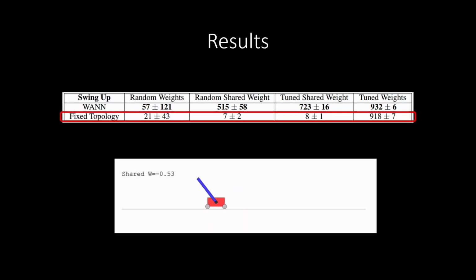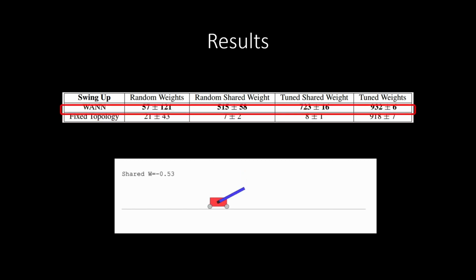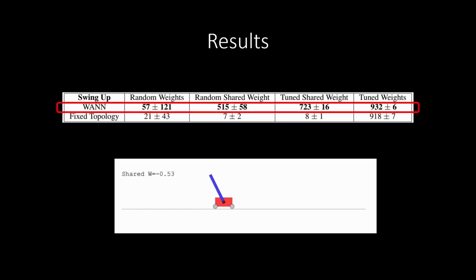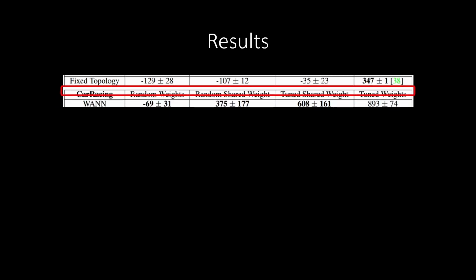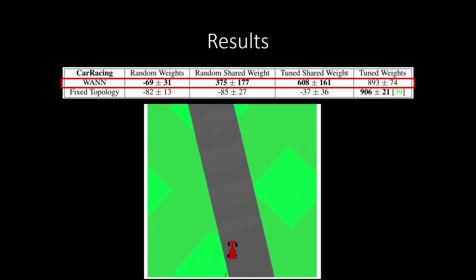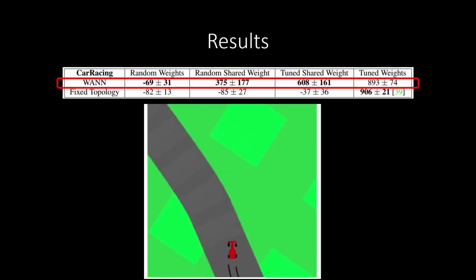Now, if we look at the results for the cart pole swing up task, we find that the conventional fixed topology networks, which are used as a baseline, only produce useful behavior after extensive tuning. In contrast, the weight agnostic neural network method performs well even with random shared weights, but they do fail when the individual weight values are assigned randomly. We see similar results for the bipedal walker task. Lastly, we also see a similar result for the car racing task as well.